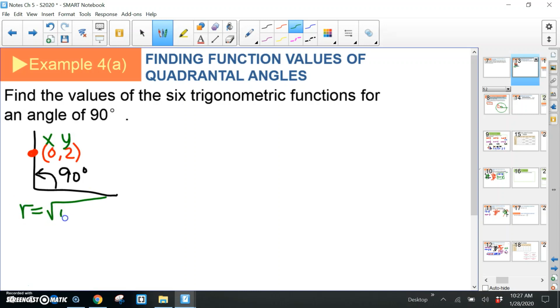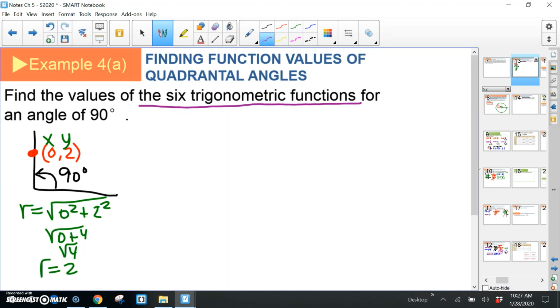R equals the square root of x squared plus y squared. Square root of 0 plus 4, square root of 4. R is 2 in this example. Okay? If you used a different point, your R would be a different number. You're just going to have to reduce a little bit differently. Okay? So it says find the values of the 6 trig functions. It wants all 6 of them.